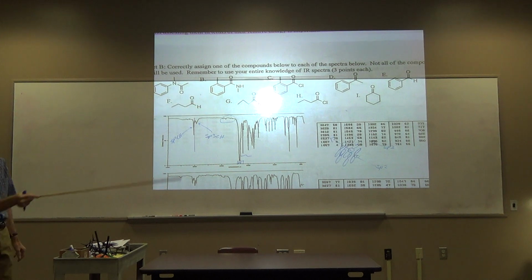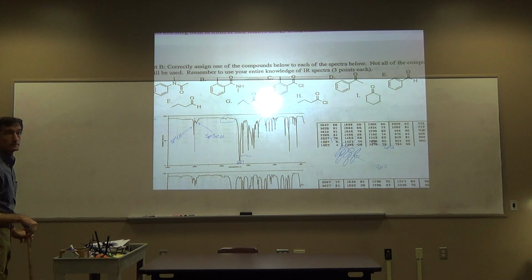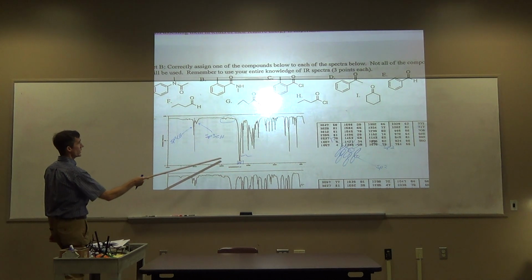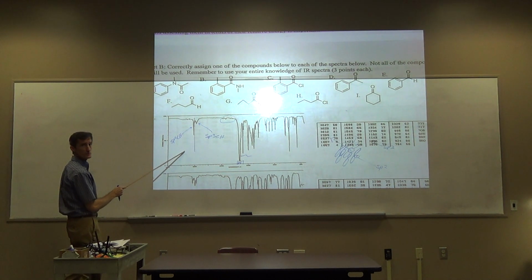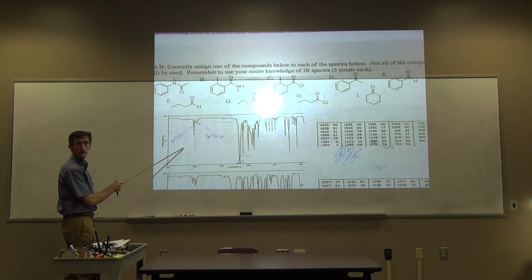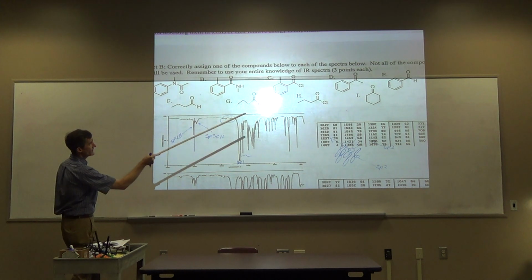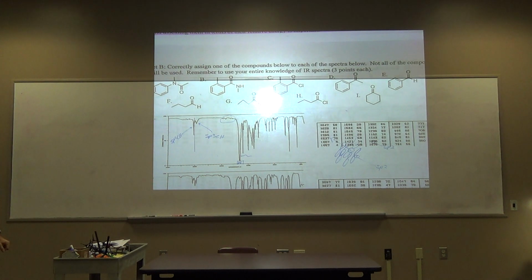The answer is on the top row. So you're looking for a benzene ring with an amide and a carbonyl group. A benzene ring with a carbonyl that's likely an amide. There's no NH though. Very importantly, there's no NH. So which one is it? It looks like the answer is A. I think it's A. Is that right? Yes, sir. Okay.